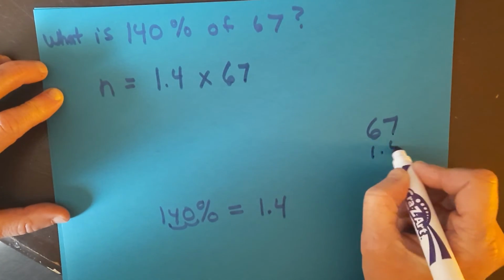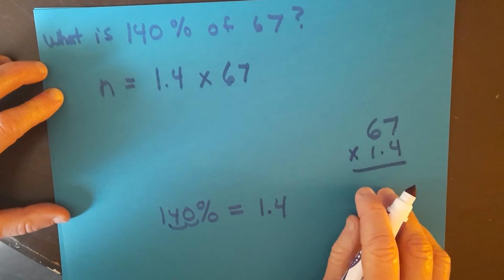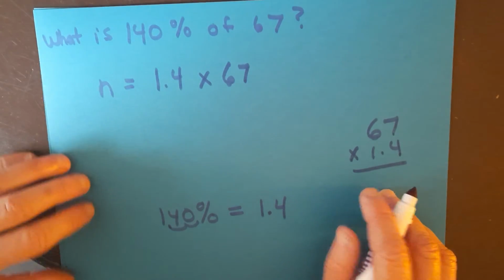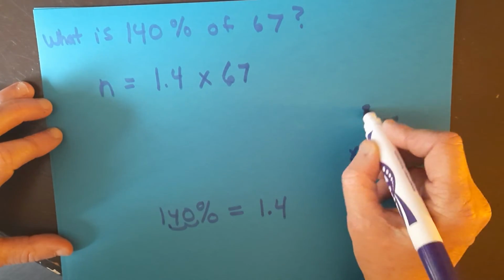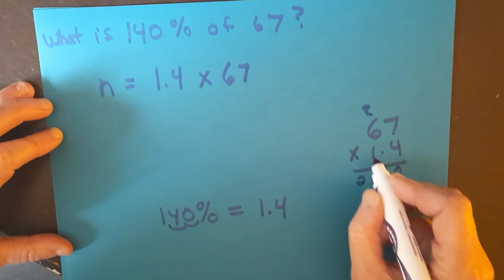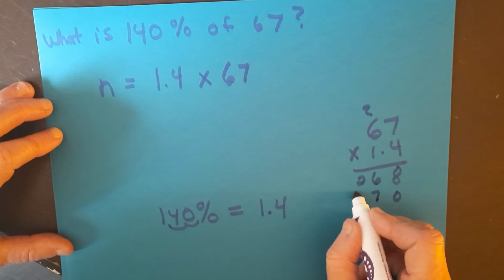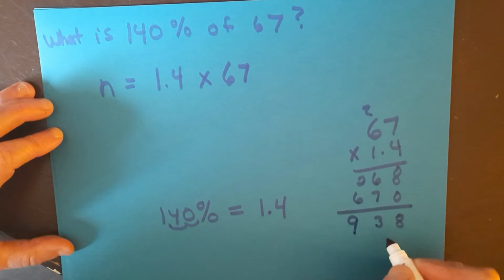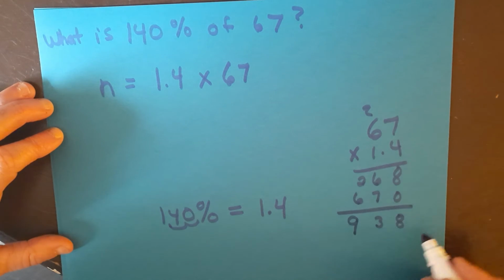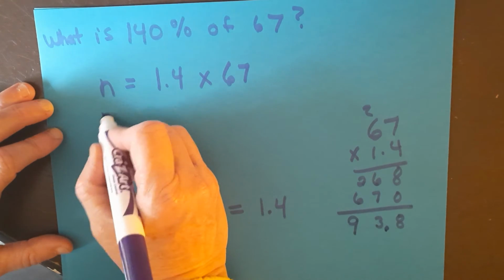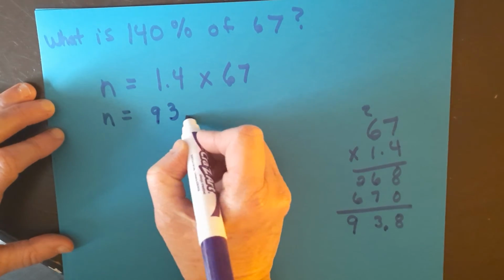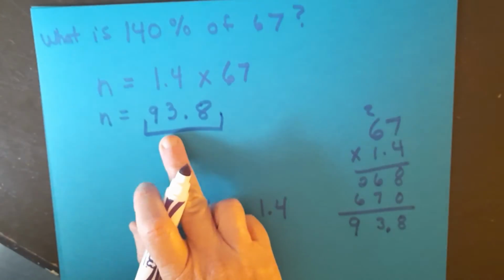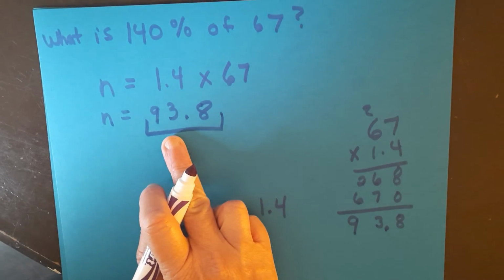When you multiply 1.4 times 67, you end up with 93.8. 4 times 7 is 28. That becomes 26. 7 times 7 is 7. 6 times 1 is 1. 8, 3, 9. We have one spot behind the decimal point, so we move it over. And then we have n equals 93.8. And that's our answer. 140% of 67 is 93.8.